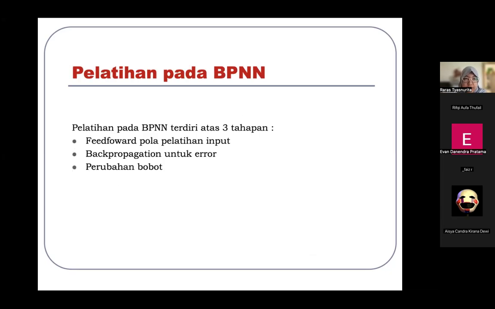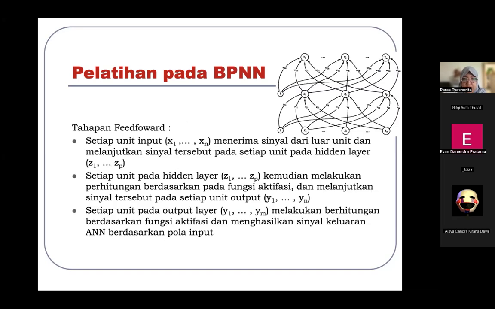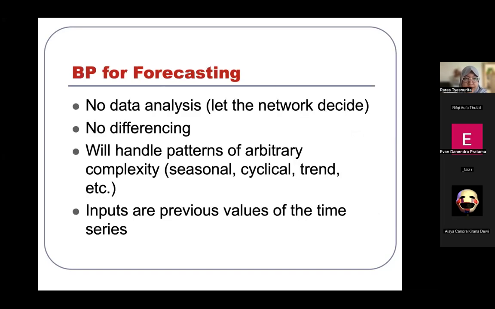So an artificial neural network can handle all of the data patterns. It's the same as with ARIMA: trend, seasonal, cyclical, linear, and nonlinear. The ANN can handle that well because it can basically learn from any type of data.